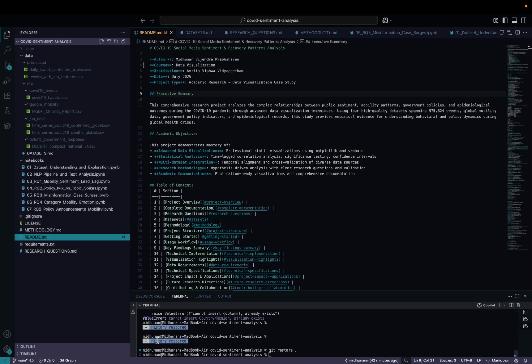Hi, I'm Midhunan. For the data visualization case study, I've taken up the topic COVID-19 social media sentiment and recovery pattern analysis. This project demonstrates that social media sentiment, mobility patterns and government policies create predictable feedback loops.